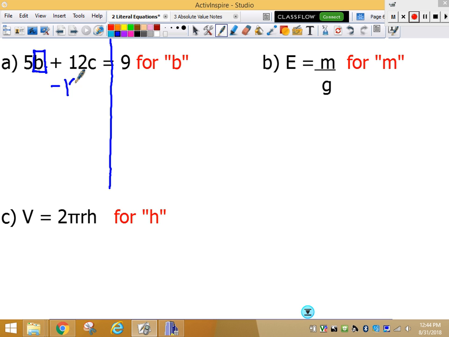And the way I move it is by doing the opposite. So I'm going to subtract 12C. I'm going to subtract 12C. So these 12C's go away. I have 5B.